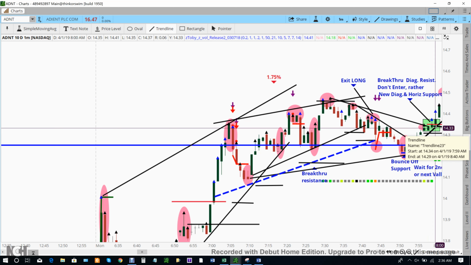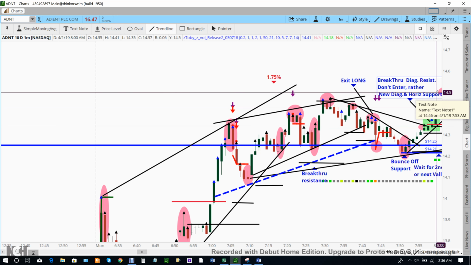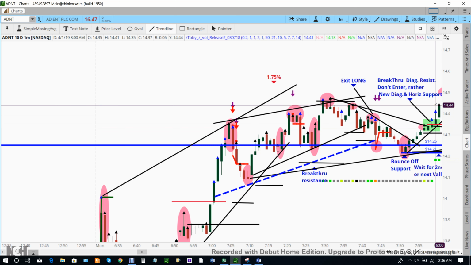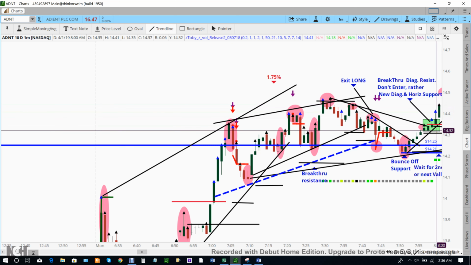We want to make sure it goes high enough so it'll be profitable. So right down here is 14.33. What's 14 cents? It's 1%. So 14.43 would be good. Or 14.33.